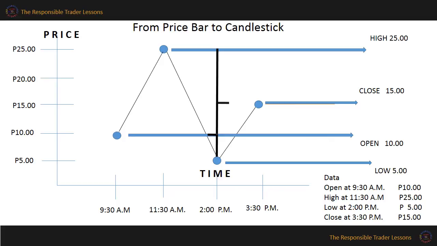Let us now convert the price bar to a candlestick. Let's do it by extending the high of 25 to the right, the low of 5 to the right, the close of 15 to the right, and the open of 10 to the right. Doing that, we now have a green candlestick. It's called a hammer.